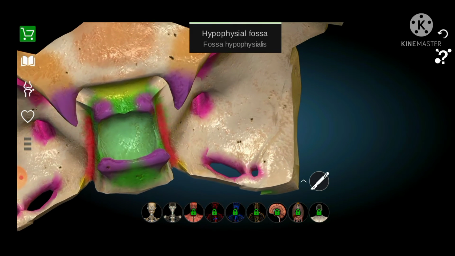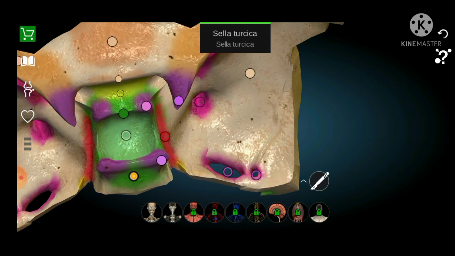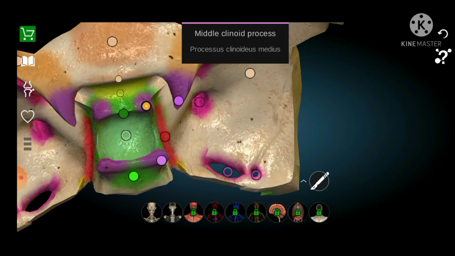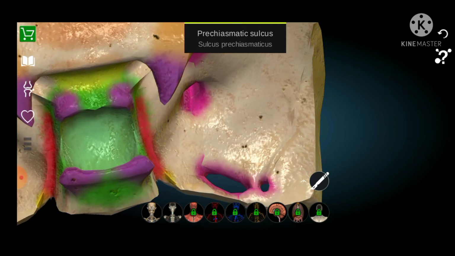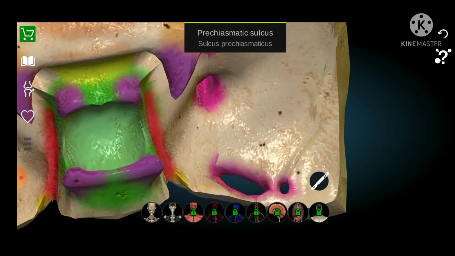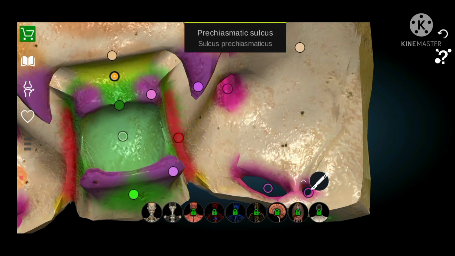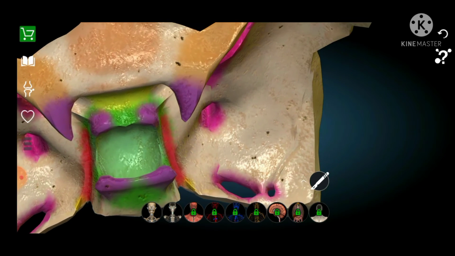This is the hypophyseal fossa, the sella turcica. This is a middle clinoid process. This is the perichiasmatic sulcus. This is the limbus of sphenoid.